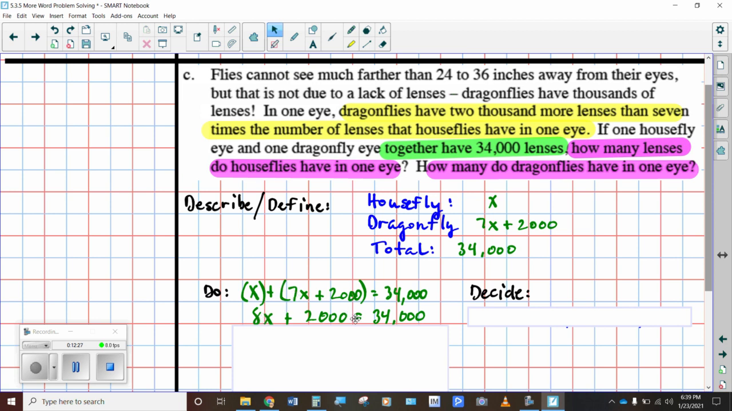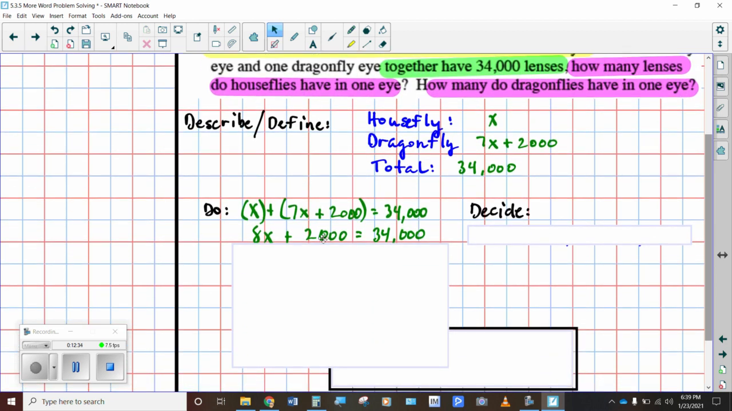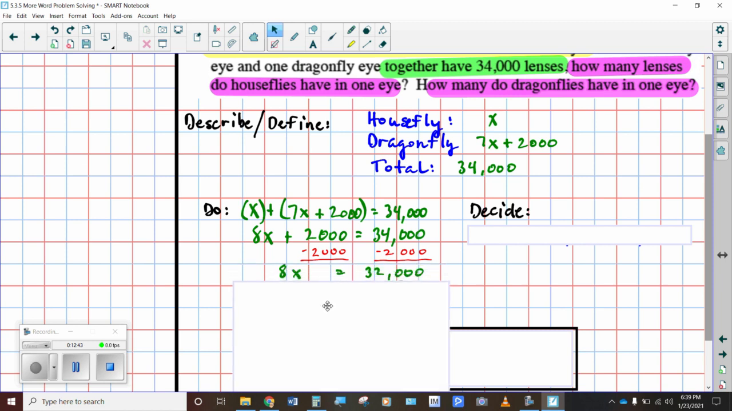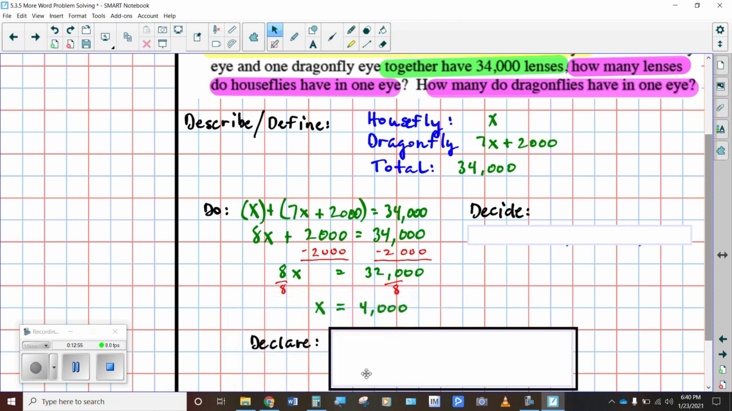x plus 7x is 8x, and 8x plus 2,000 is equal to 34,000. So what we need to do here is find out what 8x is equal to before we add the 2,000 in. So we would subtract away 2,000 from each side, and that would give you 32,000. So what do you multiply times 8 to give you 32,000? Well, let's divide the 32,000 by 8, and you will get our answer, which is 4,000. That means that the number of lenses that a housefly has in one eye is 4,000 lenses.